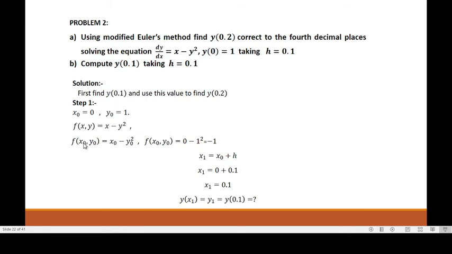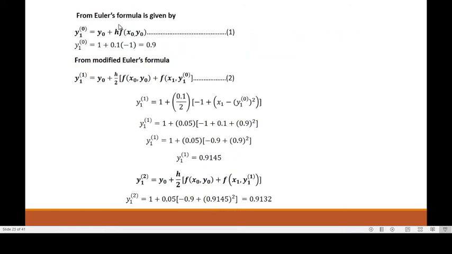Okay, so first calculate f of x naught comma y naught, that is x naught minus y naught square. You will get 0 minus 1 square, that is minus 1. Next, x1 is calculated by using x naught plus h, that is 0 plus 0.1. So x1 is equal to 0.1. First find out y at 0.1 by using Euler's formula.